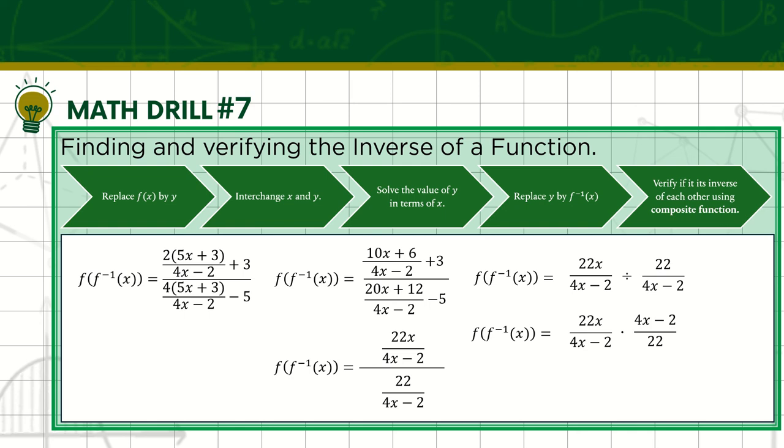Let us multiply numerator to numerator, which will be 22x times (4x minus 2), all over, from the denominator, (4x minus 2) times 22. Cancel out 4x minus 2 and 22 from both numerator and denominator, which gives us the final answer: f of inverse of f of x will be equal to x. Since we got x in the end, therefore we verify that the given function and its inverse are indeed inverses.